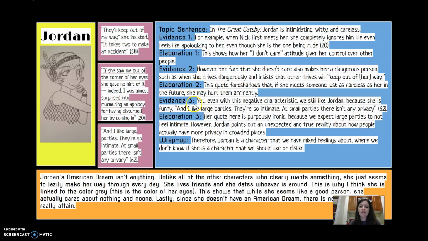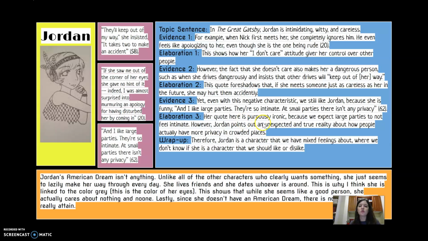And so then we go to evidence 3, and it says, yet, even with this negative characteristic of her being careless, we still like Jordan because she is funny. And I like large parties, they're so intimate. At small parties, there isn't any privacy. And so they bring in this full quote right here because they want the whole thing. But they explain why this quote is important, because it shows that Jordan has a sense of humor, because this is a pretty ironic thing to say, which is what they explain next.